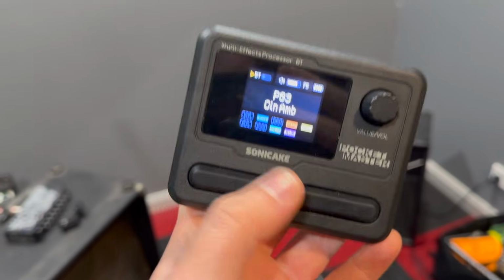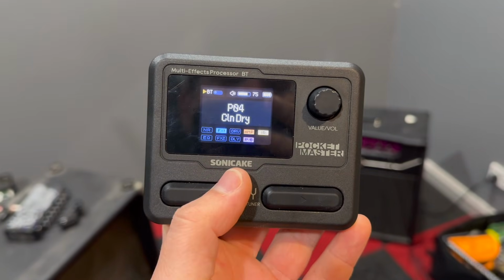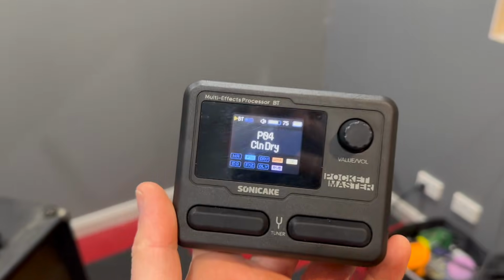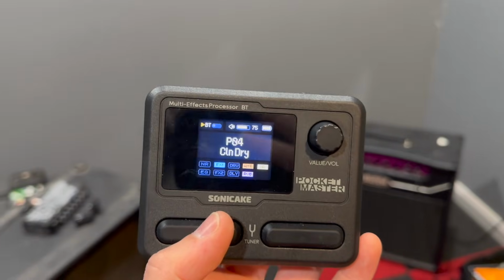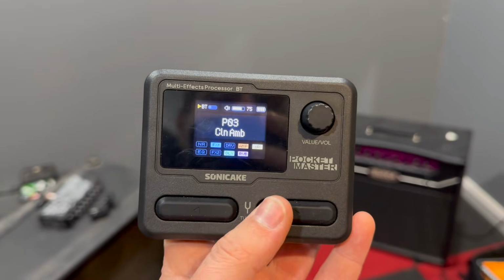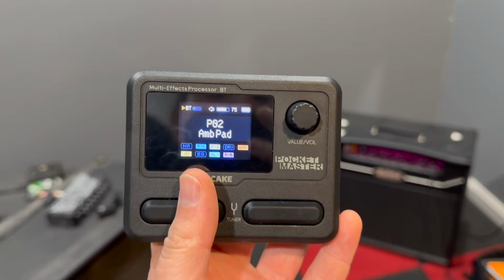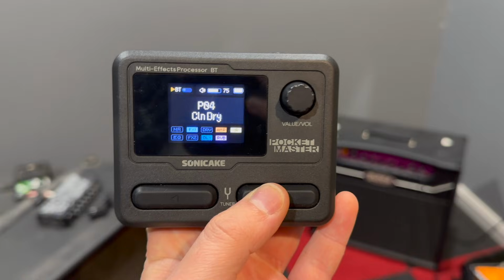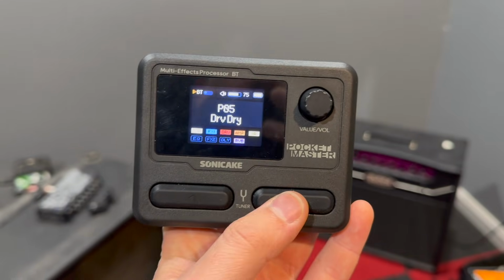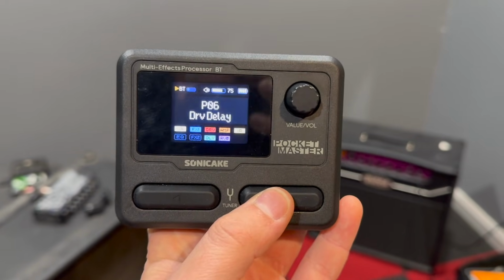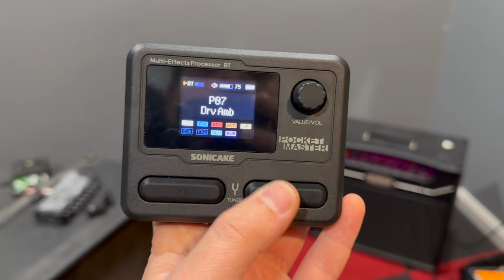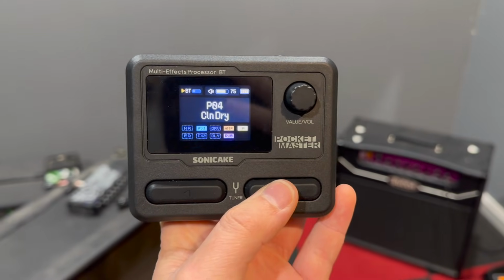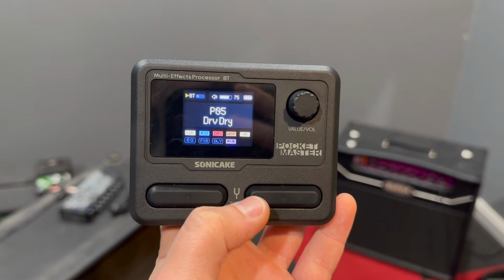So I've got a basic clean sound, which is just basic clean with a bit of verb and compression. And then I've got clean ambience, which is the same but with delay and reverb. And then an ambient pad, which is a very synth sort of thing. And then if you scroll the other way, I've got a dry drive sound, and then a drive with delay, and then an ambient drive. So I base my sound around the clean dry sound and the drive dry sound.